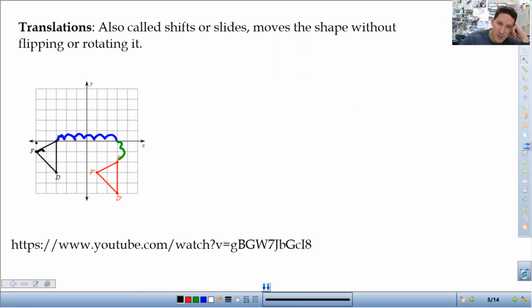So over 1, 2, 3, 4, 5, 6, and then down 1, 2. And then D, last one, goes over 1, 2, 3, 4, 5, 6, then down 2. So you can see it just moves everything over and down. So that's a slide or a shift or a translation, which is the actual geometric term.